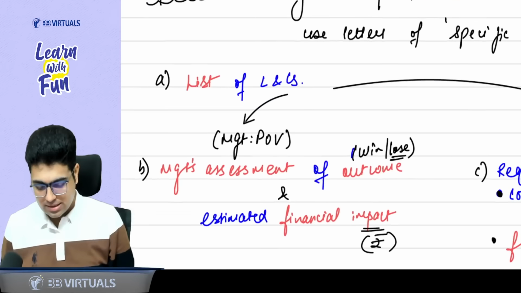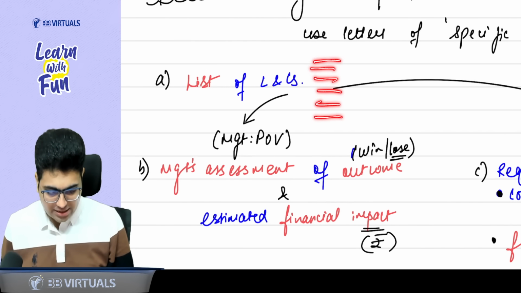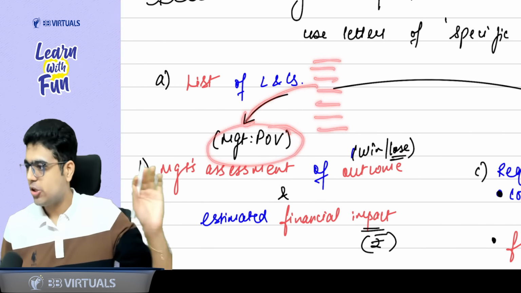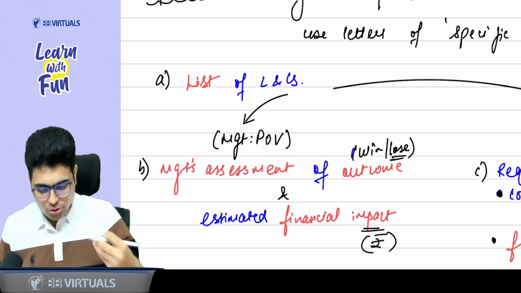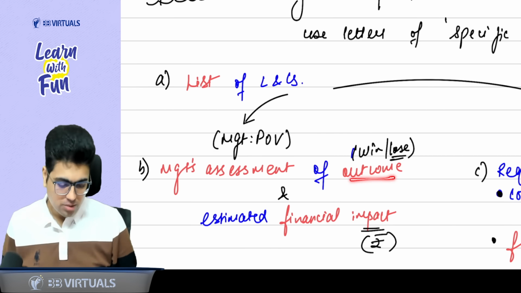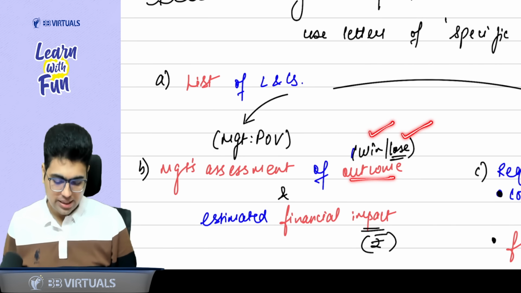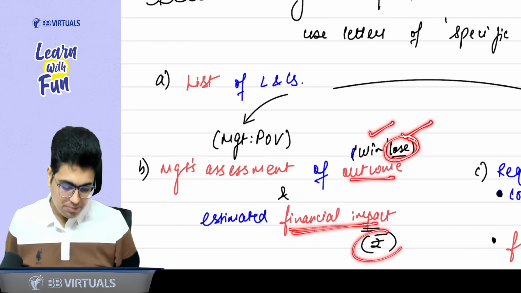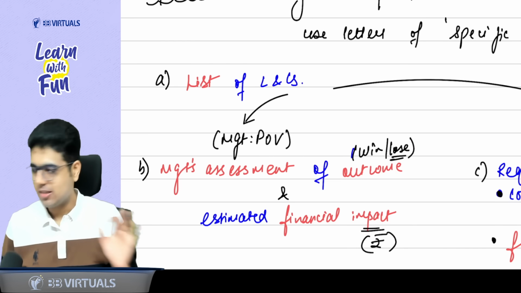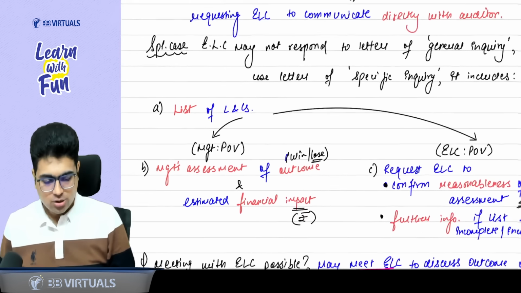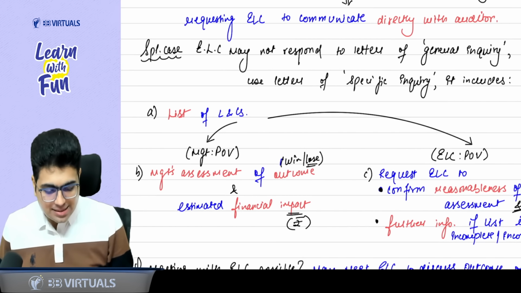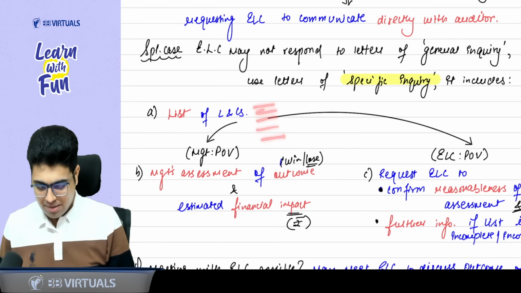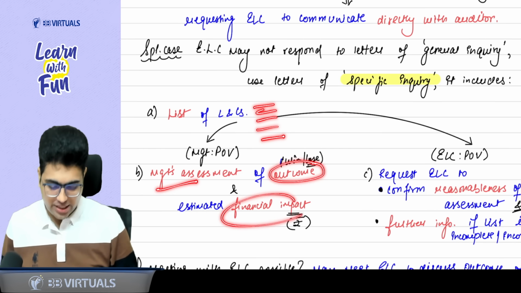Specific inquiry means I will give him a list of litigations and claims. On that list, I will explain to him the management's point of view. Point of view means what management feels will be the outcome. They will win the case or they will lose the case. And if they lose, what will be the financial impact? That means the penalty on the entity. Getting the point? Yes, sir. So, letter of specific inquiry: in that you give the list of litigations and claims, management's assessment of outcome and financial impact.